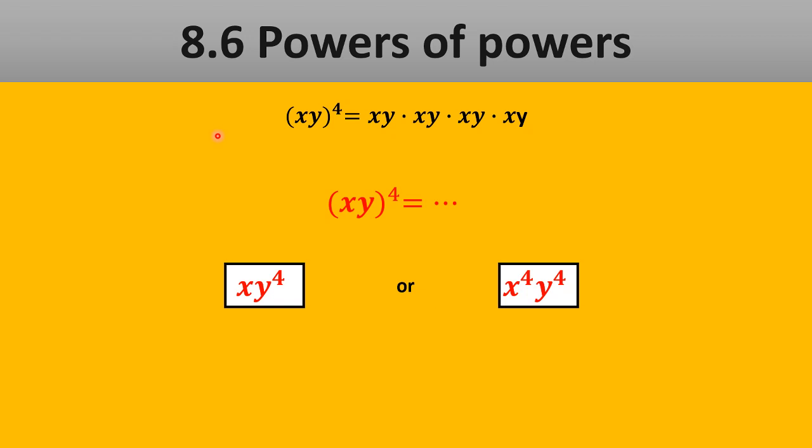If I do xy inside of brackets to the fourth power, remember that's the same as xy times xy times xy times xy. Then what would this actually be? Is this the same as xy to the fourth power? Or is this the same as x to the fourth, y to the fourth? Think about this for a second, please.